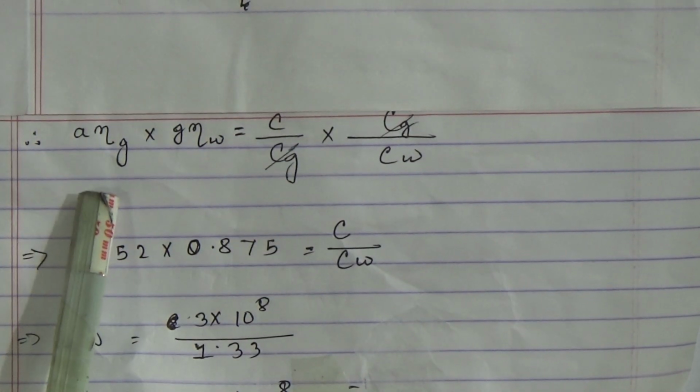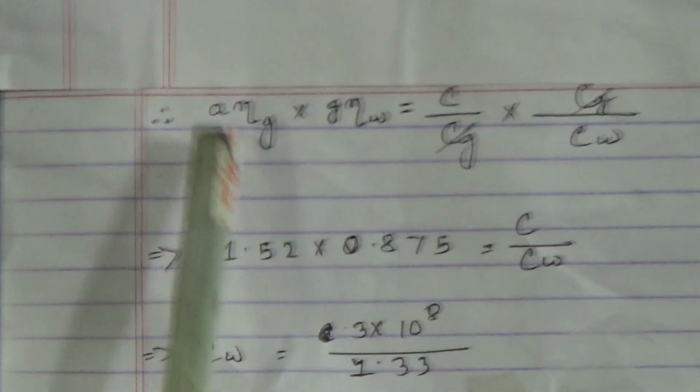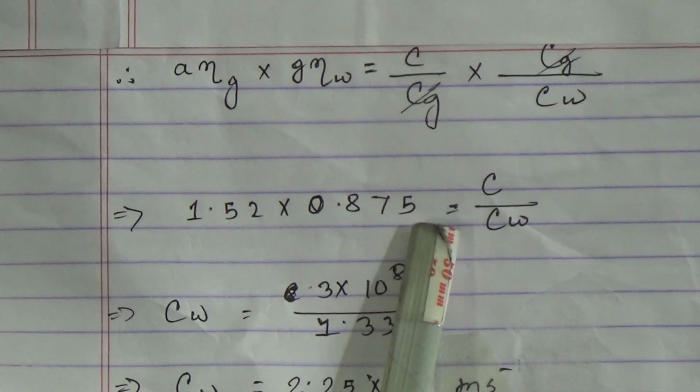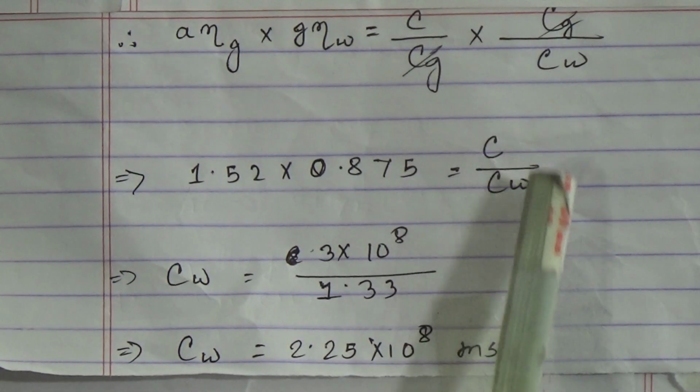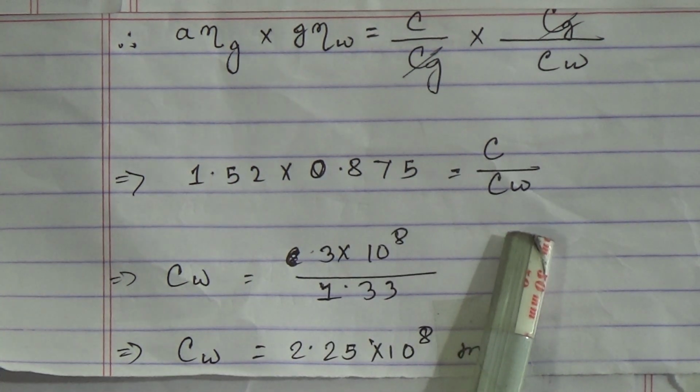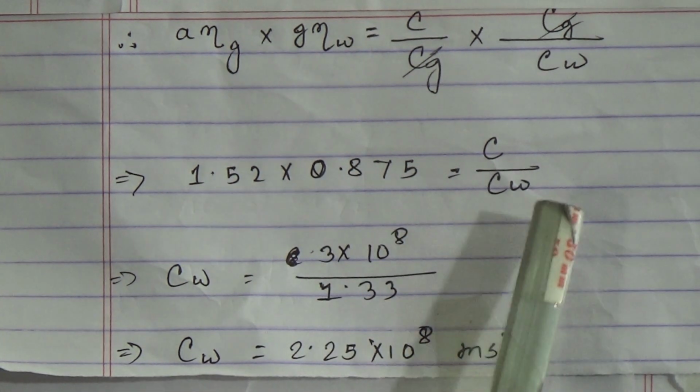So Cg and Cg vanish, so we can put the value, that is 1.52. Ag eta means 1.52 into g eta w 0.875. From here we can put the value and divide by c divided by Cw. So my dear students, we have to find out the velocity of light in water, that is Cw.